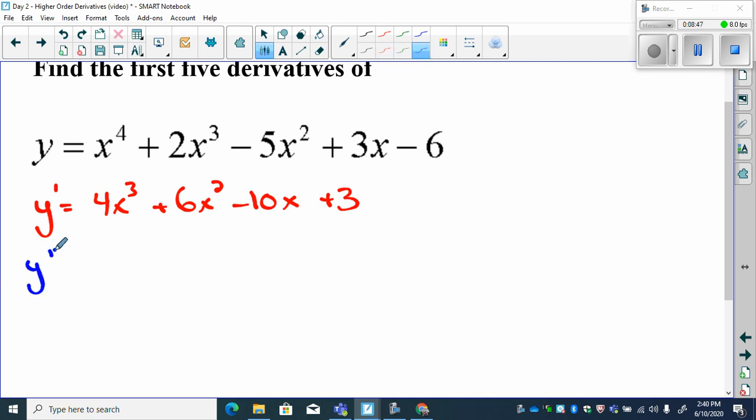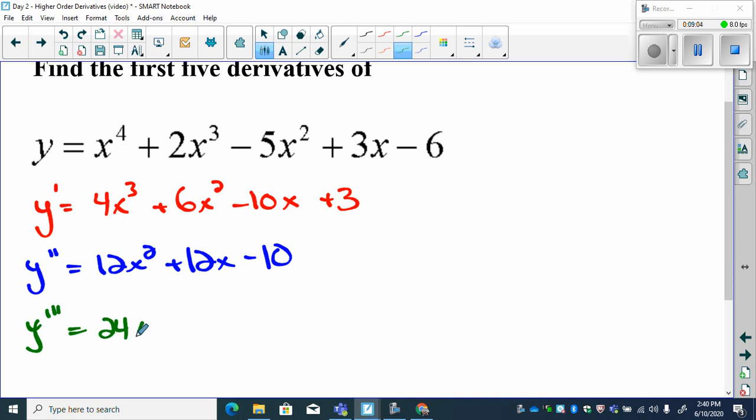Y double prime would be 12x squared. That's the derivative of this. The derivative of this would be 12x. The derivative of this would be negative 10. And the derivative of this would be 0. Y triple prime, 12x squared. The derivative of that would be 24x. The derivative of 12x would be 12.